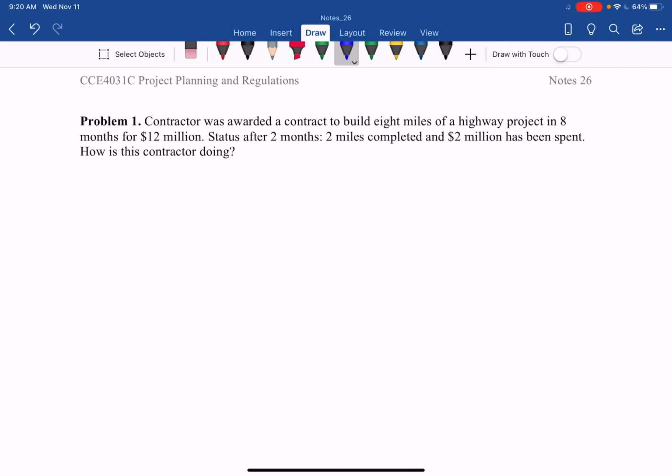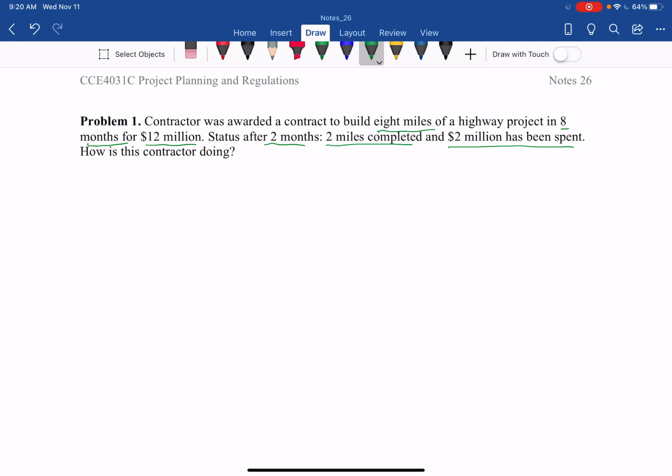Problem 1. A contractor was awarded a contract to build 8 miles of a highway project in 8 months for $12 million. The status after 2 months: 2 miles completed and $2 million has been spent. How is this contractor doing? So we want to assess whether the contractor is ahead of schedule or behind schedule.